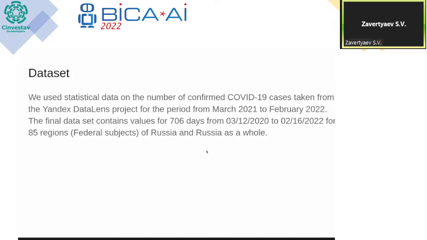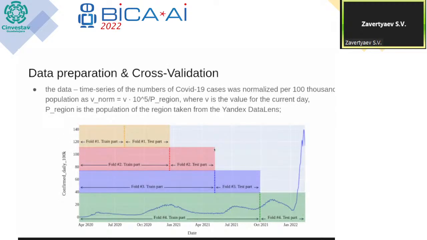The dataset the experiments were conducted on contained 700 days for each of 85 regions, which is quite a large number of samples, and that is the point of the article: to try neural networks, because the dataset becomes larger. So how do we prepare our data?